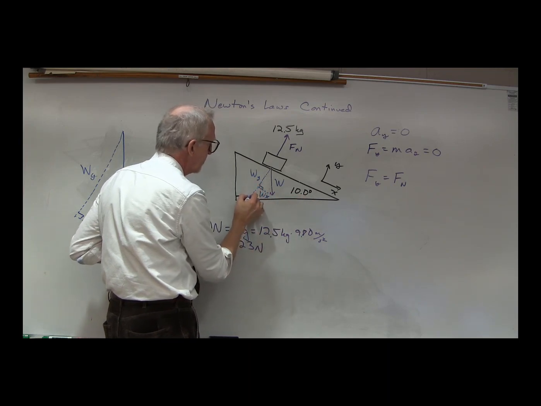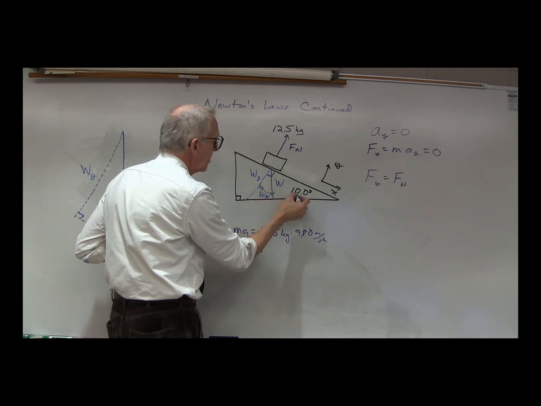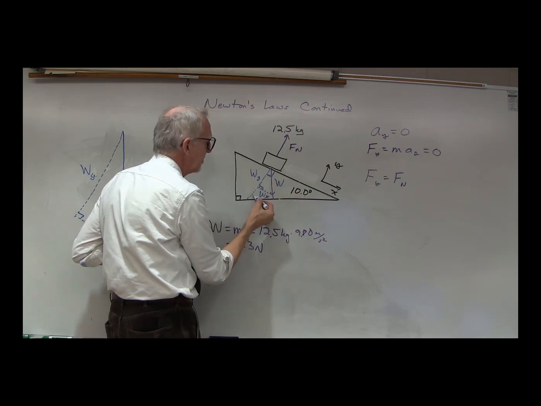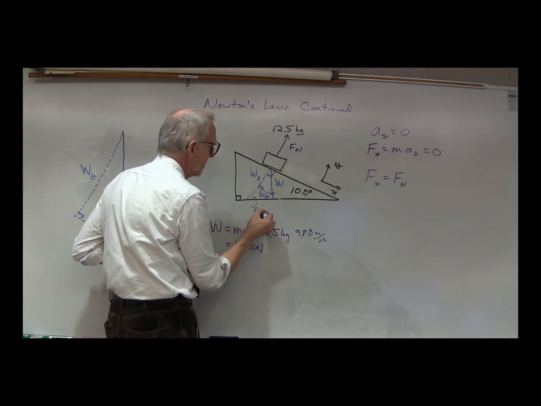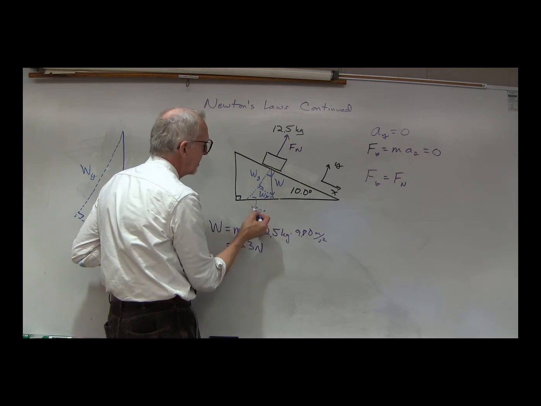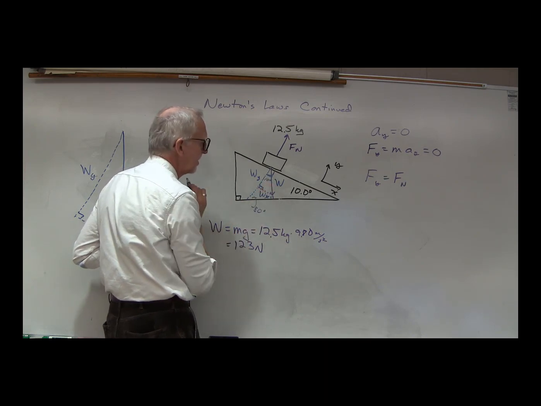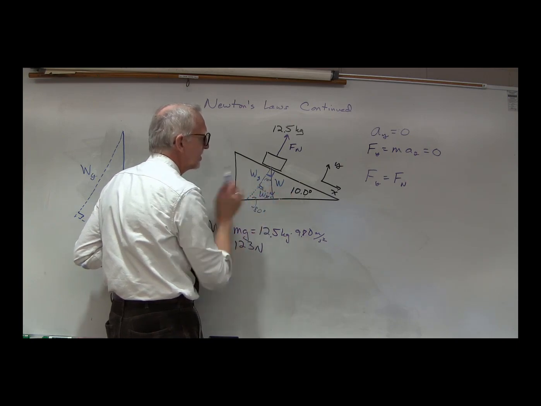So let me just kind of draw this over here. This is perpendicular. And this is 10 degrees. So if this is 10 and that's 90, this must be 80. That must be an 80-degree angle. And if that's perpendicular here and that's 80, this must be a 10-degree angle. So this is the same angle as that one.